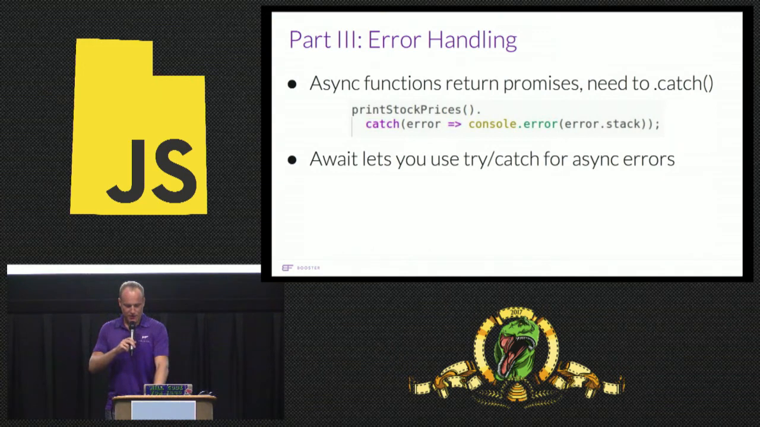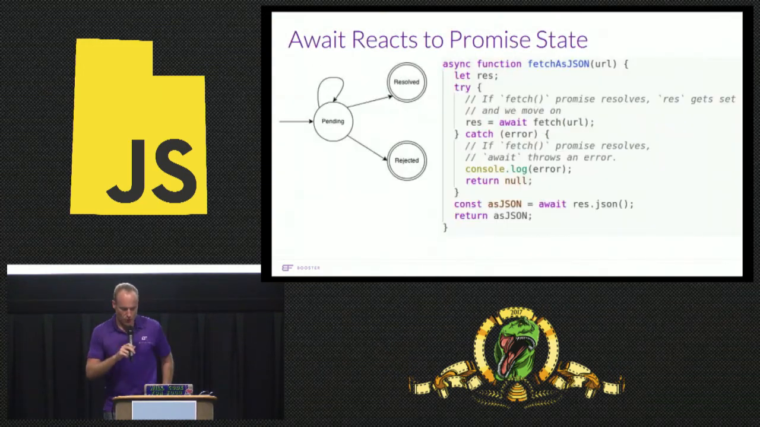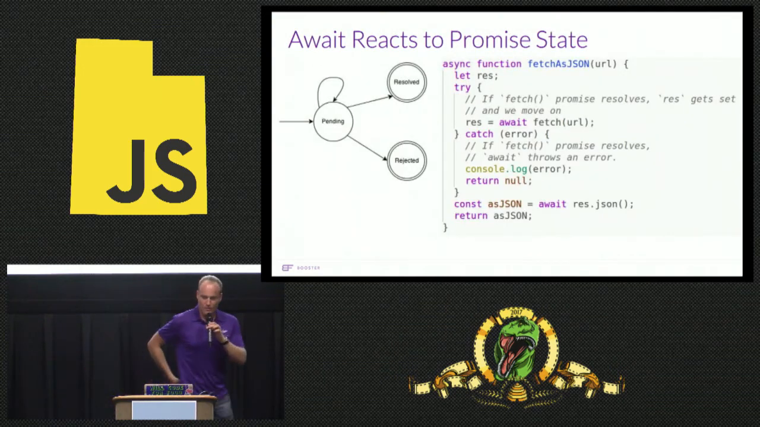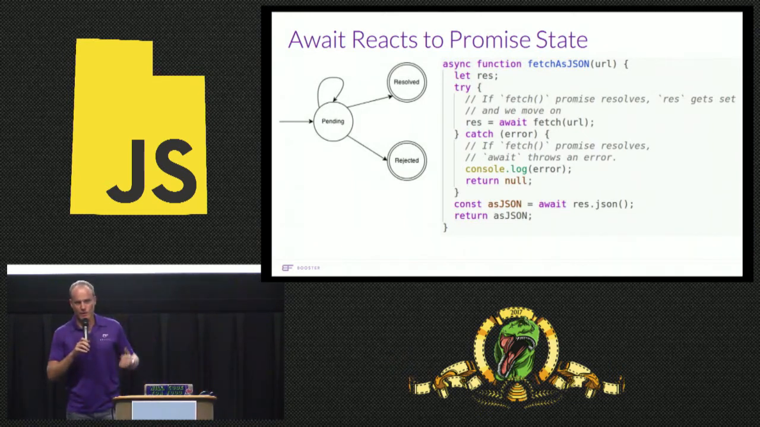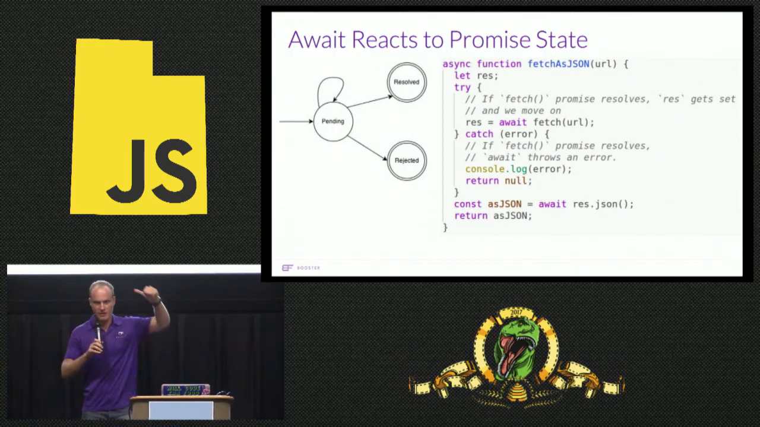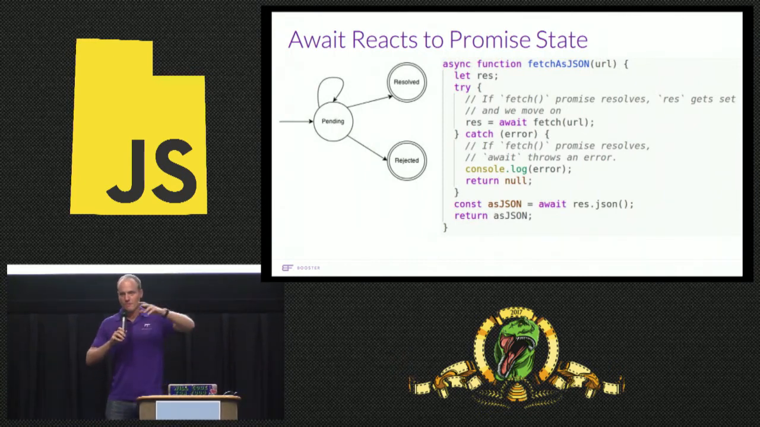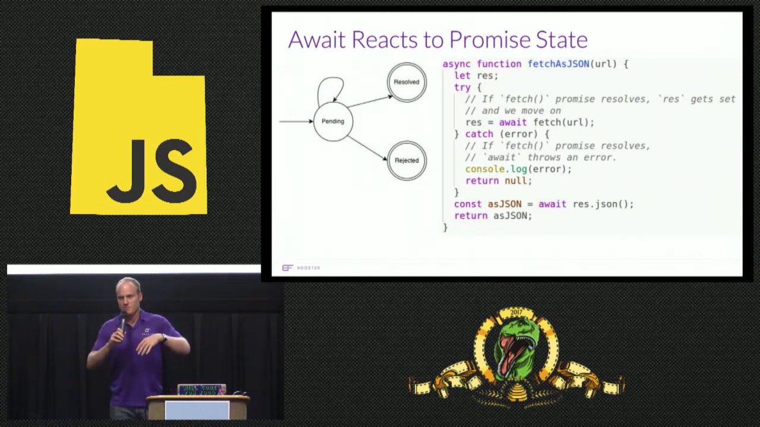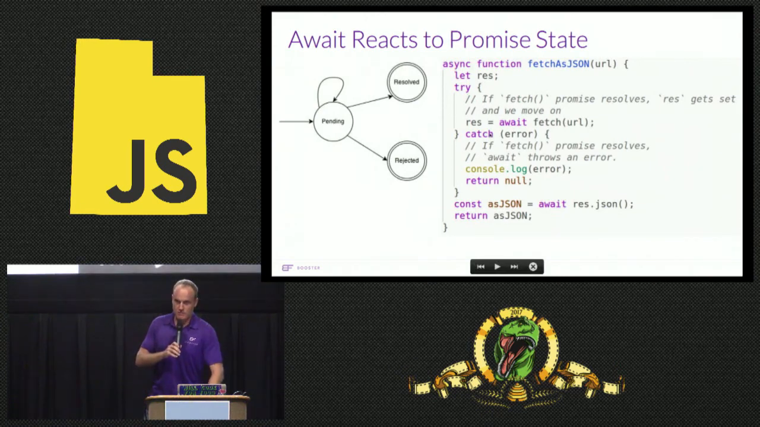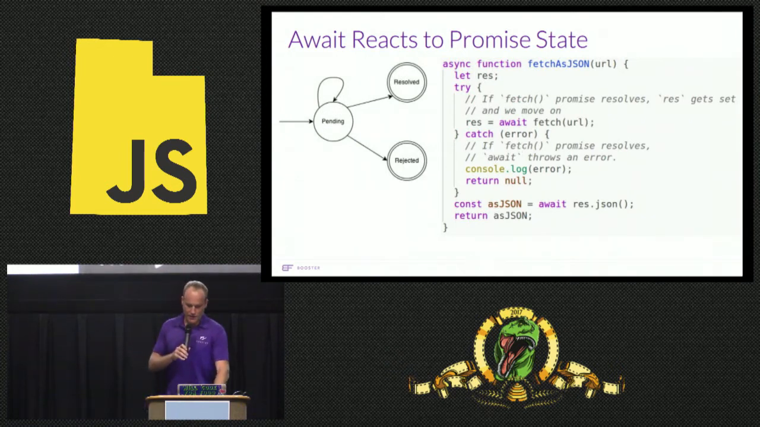So async await does let you use try-catch for async errors though, so let's see how that works. Again, remember that await reacts to promise state. So far you've seen what happens when a promise transitions from pending to resolved. That means await returns a value properly. If the promise transitions to rejected, await will treat that as basically throwing an error. So you can wrap this in a try-catch if you want to, and if you explicitly want to swallow this error or log it or handle it in some special way, you can do it right here.